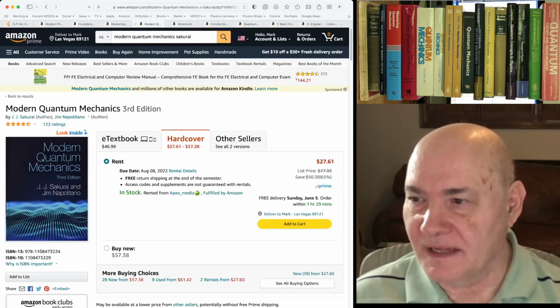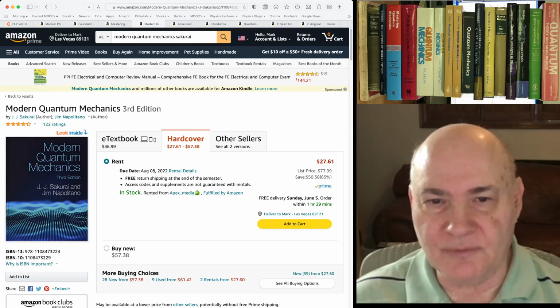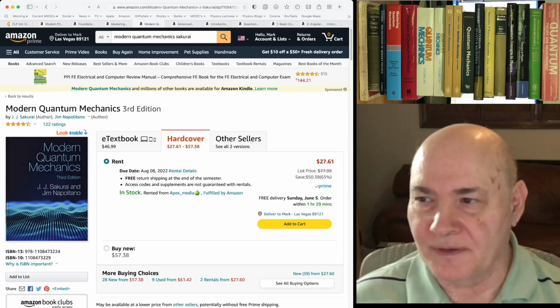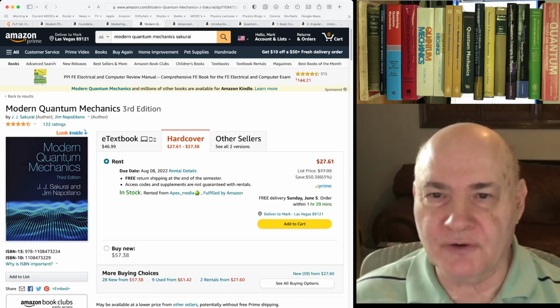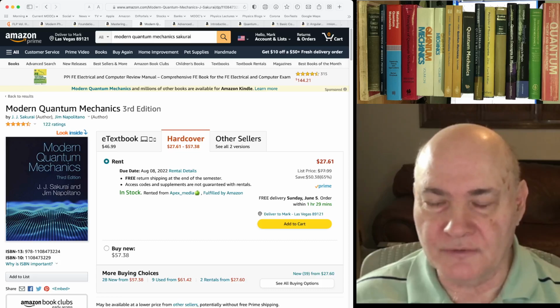One of the main graduate level quantum mechanics books, and I should probably have this later in the list, is Modern Quantum Mechanics by Sakurai. I haven't read this book. It gets very good reviews. I've seen some problems from the book, and they're very good.